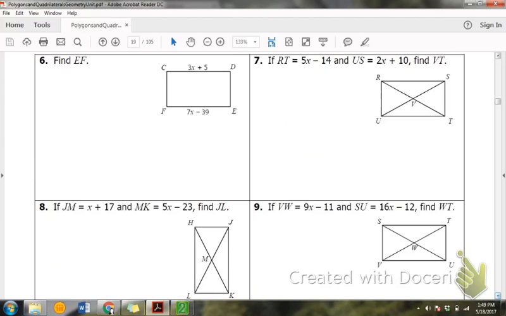Number 7, it says if RT is 5x minus 14, so we're going to label RT is 5x minus 14. And US is 2x plus 2. What do we know about diagonals in a rectangle? They're the same, right? So I can set these two equal to each other. Let's go ahead and set them equal to each other.